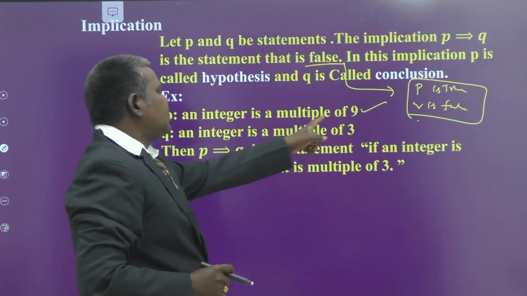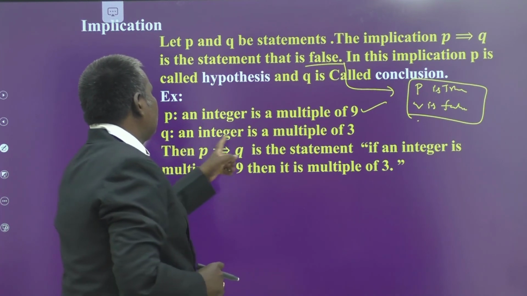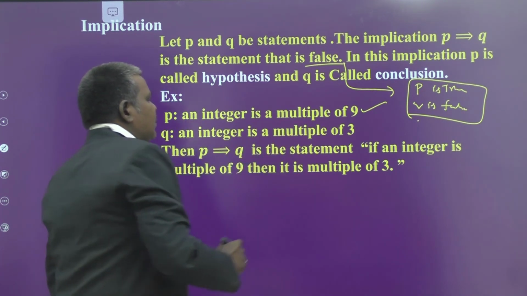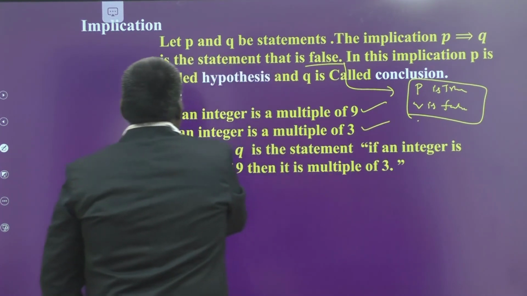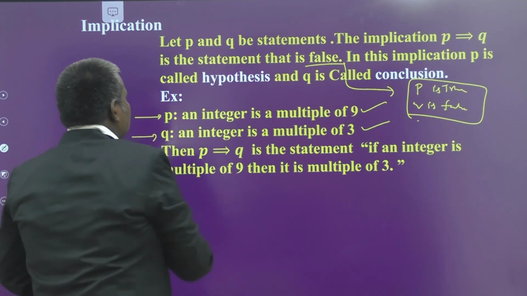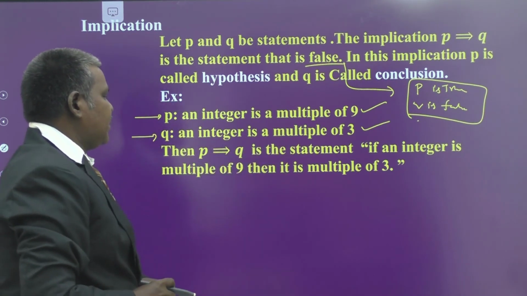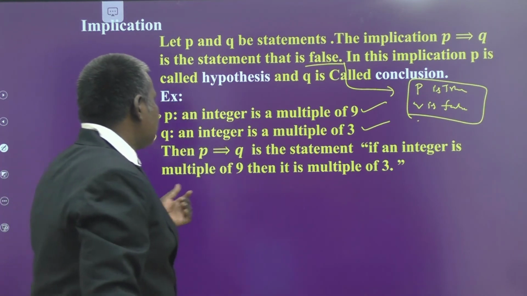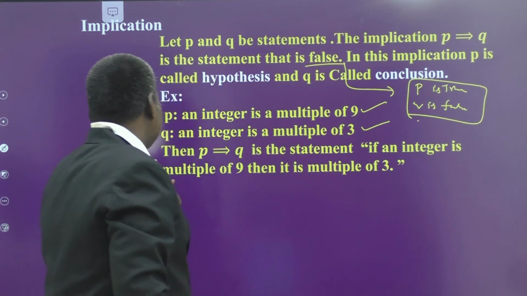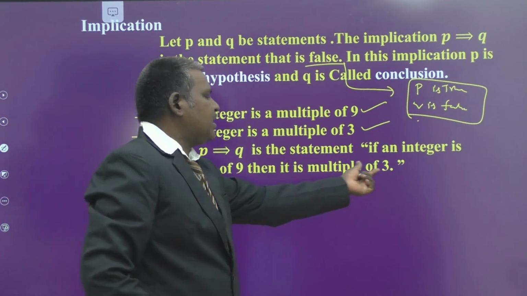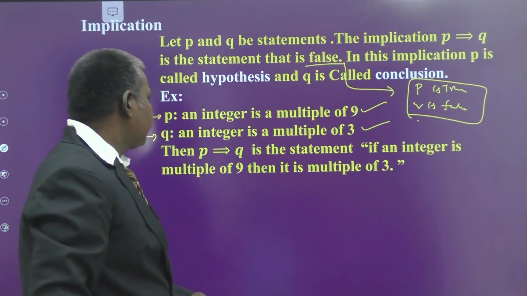P: an integer is a multiple of 9. Q: an integer which is a multiple of 3. These are my two statements. This is P, this is Q. P implies Q is the statement: if an integer is a multiple of 9, then it is a multiple of 3.